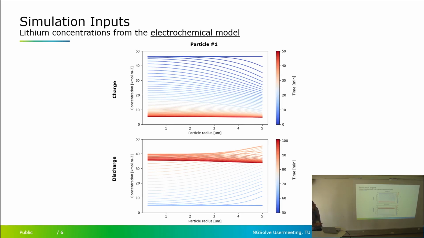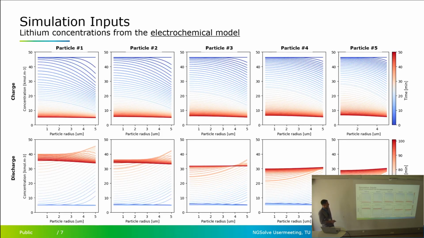As I said, from the electrochemical model we obtain lithium concentration inside every particle. So here is a particle radius, and here is the concentration at every point of that radius. We see that we can, for example, start with a fully charged cathode particle, and as time proceeds, we see that lithium leaves the cathode particle. For discharge, we see that the particle starts in an almost fully emptied state, and concentration rises as we perform discharge on the cell.